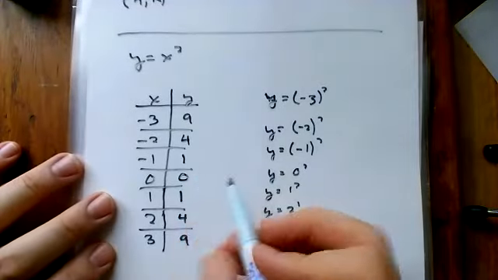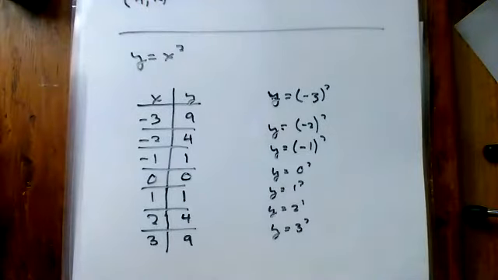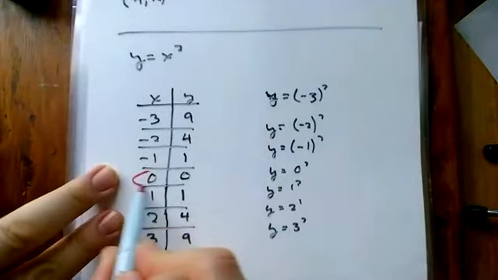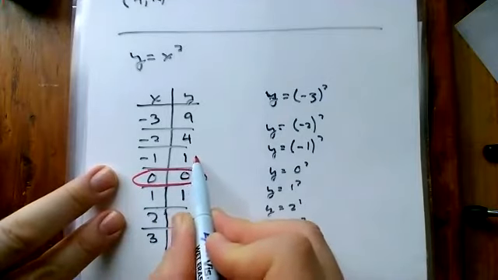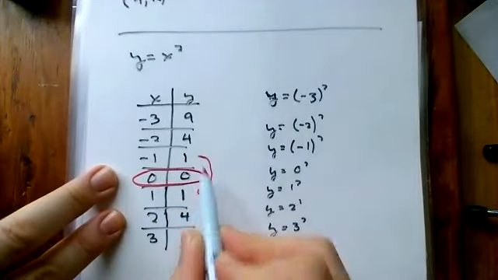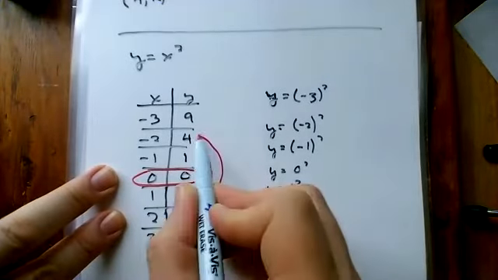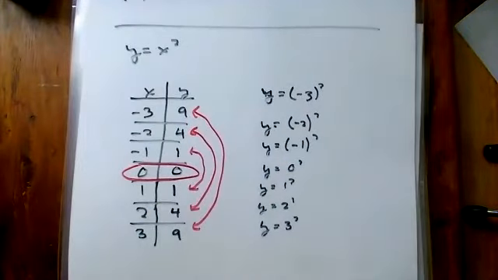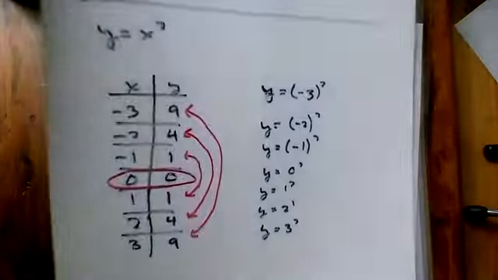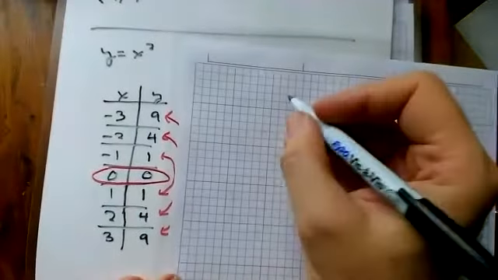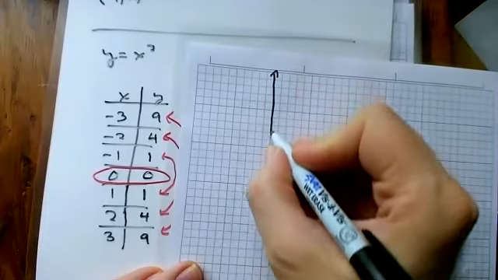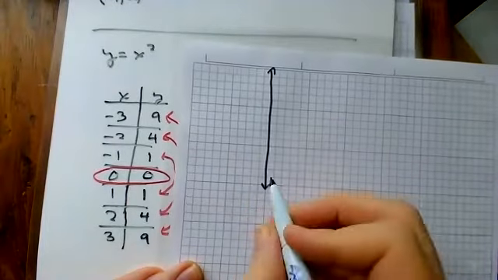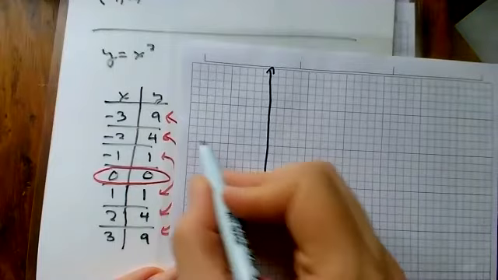I want you to notice here that around this point, we essentially have equal values. We have symmetry. That's because when I graph any kind of quadratic, we have symmetry.